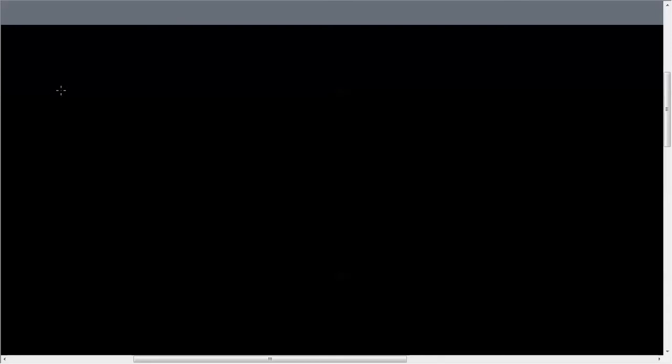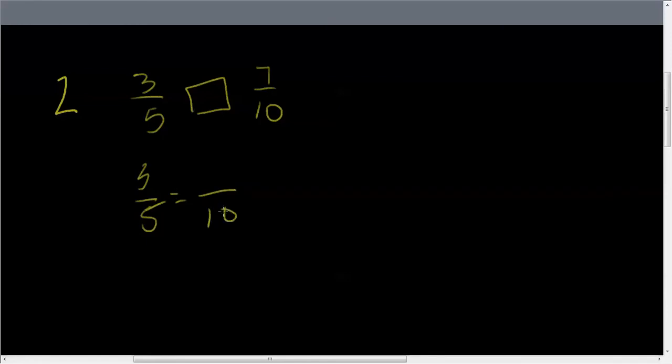So let's start with number 2 on 5-1. It says 3/5 is what compared to 7/10? Well, the only way to really compare things is to make them look the same. If we don't make them look the same, then we don't always know what we're talking about. So I have a 5 and a 10 here. What I think the easiest thing to do here would be change this 3/5 into something that has 10 on the bottom.